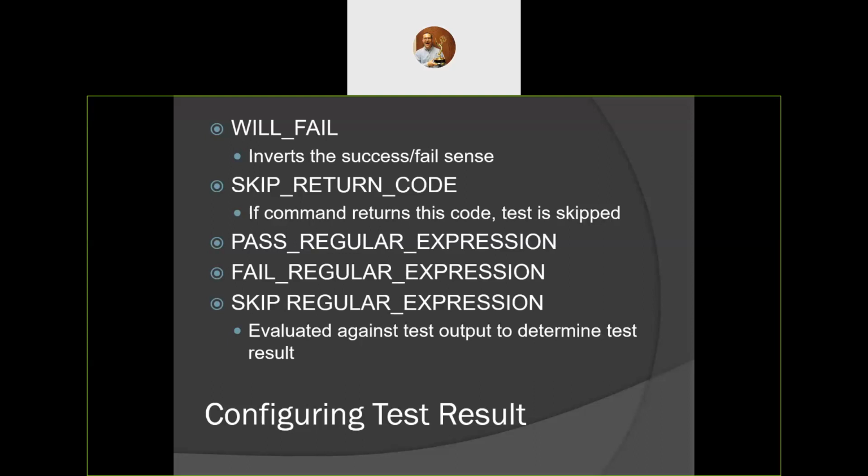So that can be useful. And then you've got regular expressions that can be used on the output of the test to determine whether the test passed, failed, or was skipped. And the precedence is, I believe, that if the output matches the fail regular expression, the test is considered to have failed. If it then matches the skip regular expression, the test will be skipped. And then otherwise, if it matches the pass regular expression, it will be considered to have passed. And if none of them match, then I believe it will use the return code of the process.